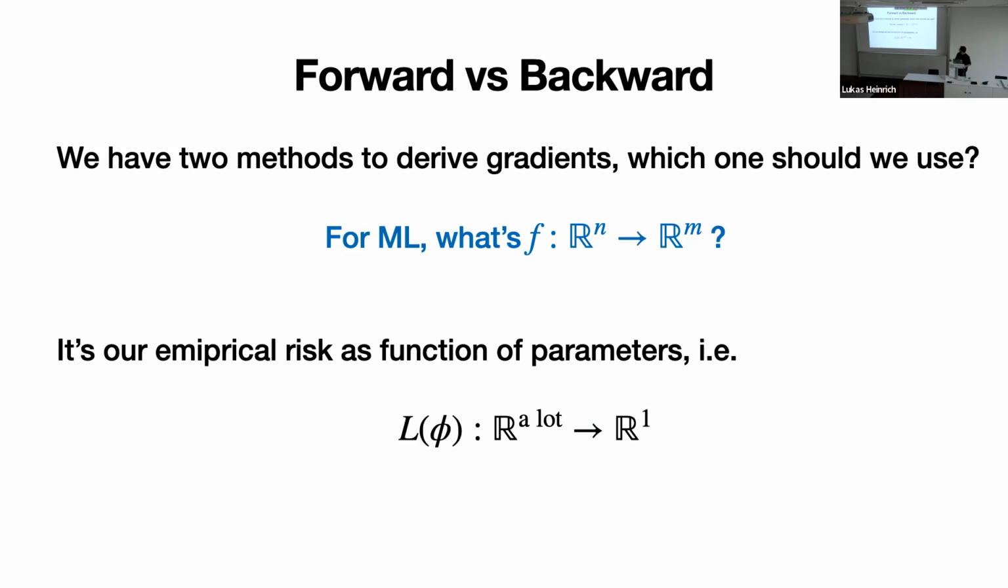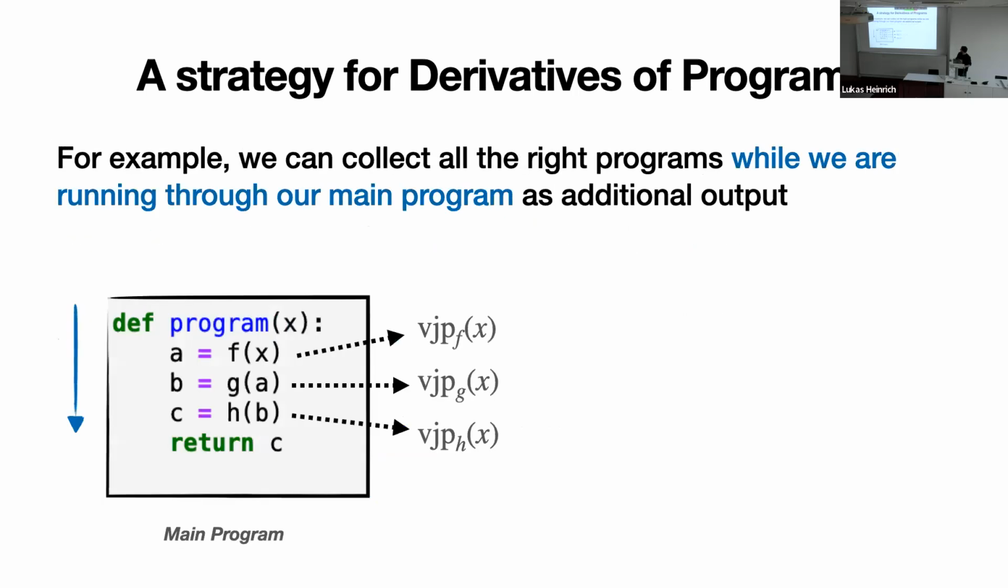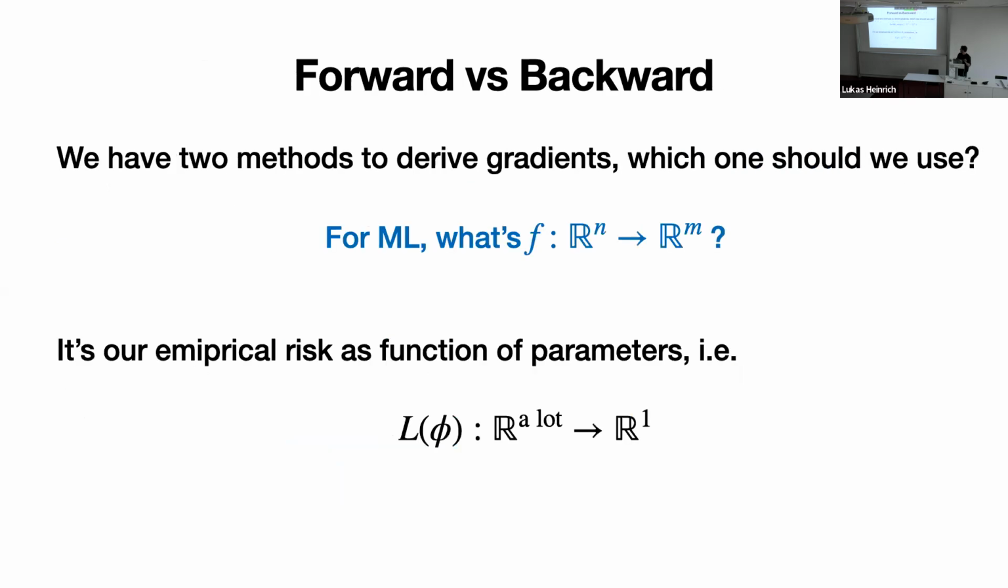Okay, so the next step: we went through this multiple times, and we always talk about VJP and JVP, and it's very easy to mix up, but it's important to have both of these options. Let's think about which option we want for machine learning. For machine learning, what gradients are we actually interested in?